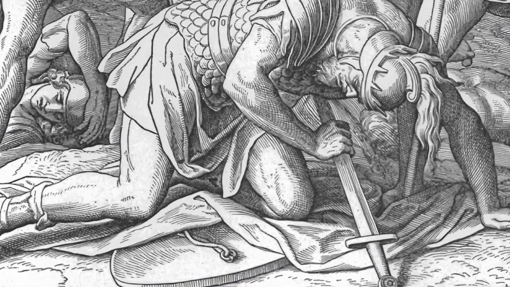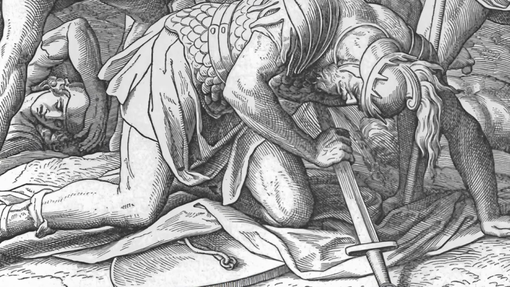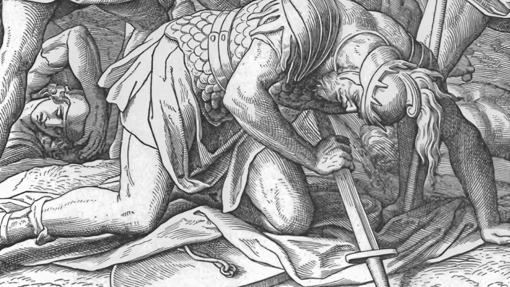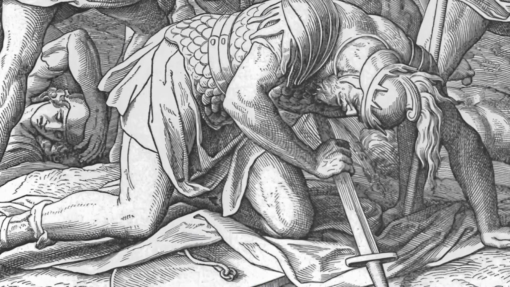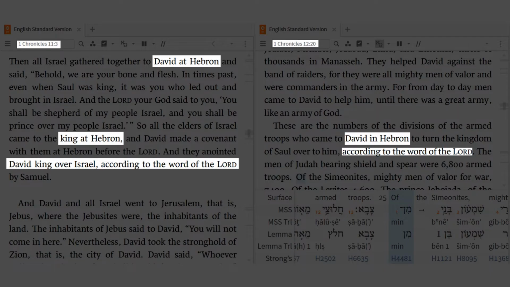Last time we dealt with chapter 10 and the end of Saul's reign. And in these two chapters, 11 and 12 of Chronicles, we're dealing with the transferring of the kingdom over to David. And as Selman notes here, these two chapters are a single unit with a clear literary design. The programmatic theme of David's recognition as king by the whole of Israel introduces and concludes the whole unit. In other words, the similar phrasing really forms this as a literary unit that combines these two sections.